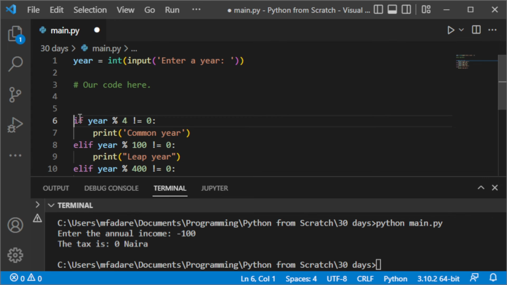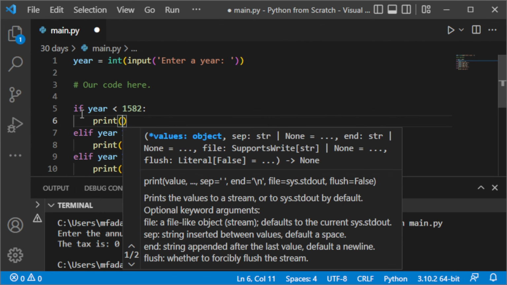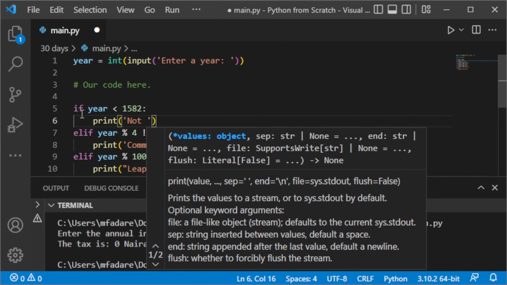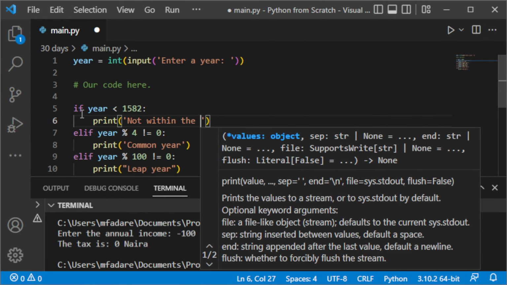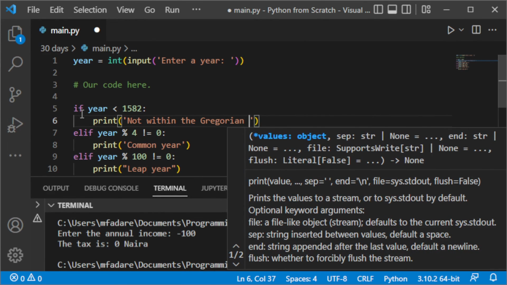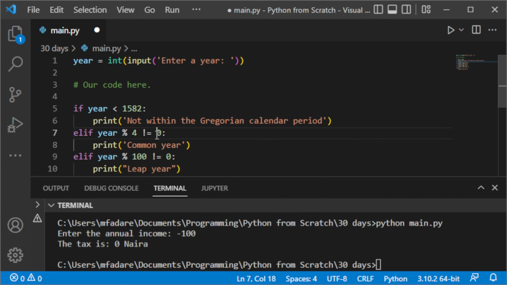But what we'll do here is turn this into an elif and have the first if statement be if year is less than 1582, then we can print not within the Gregorian calendar period. All right. So I think this is much like it.